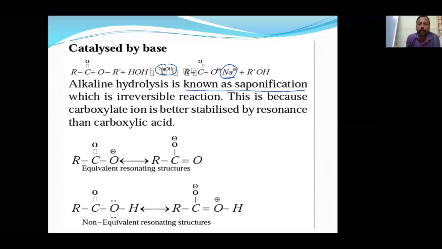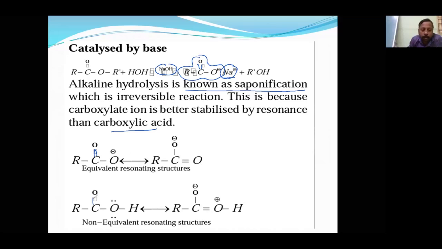What is saponification? Actually, preparation of the soap. Saponification means preparation of the soap. Okay. And it is also a reversible reaction because of the carboxylate ion. See, up to here it is called a carboxylate ion. This is stabilized by resonance. There is no problem in this structure also, no problem in this structure also. That's why the product is stable, so the reaction will be reversible.